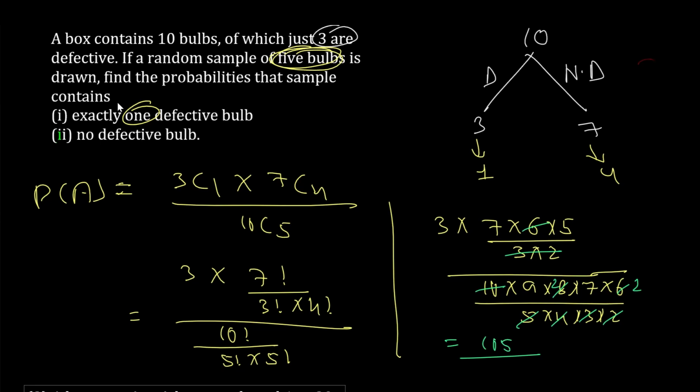Below, we have what? 9 into 2, right? This is 9 into 2 is 18 and multiplied by 14. So that results to give you what? 252.